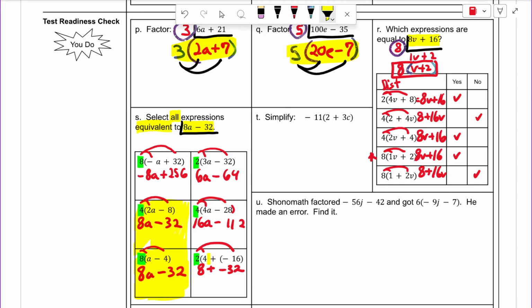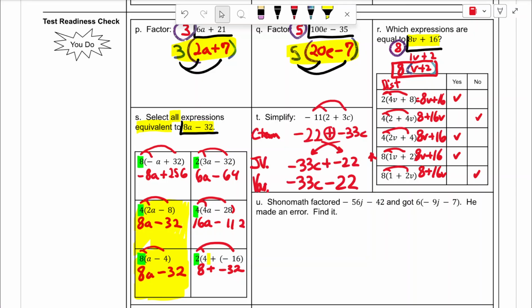All right, now it's time to simplify this one. Now remember, simplify, there should be no parentheses and no like terms. Pause the video and try it out. All right, I'll explain this C team, JV, and varsity in a little bit. Let's take a look at what we're doing. We are distributing -11 to the 2 to get -22, and -11 to the 3c to get -33c. This is a plus sign, so we did move it down. Now that is the right answer. I'm going to say that that is a C team answer. It's good. It's right. You're playing the game. It's good. But let's look.